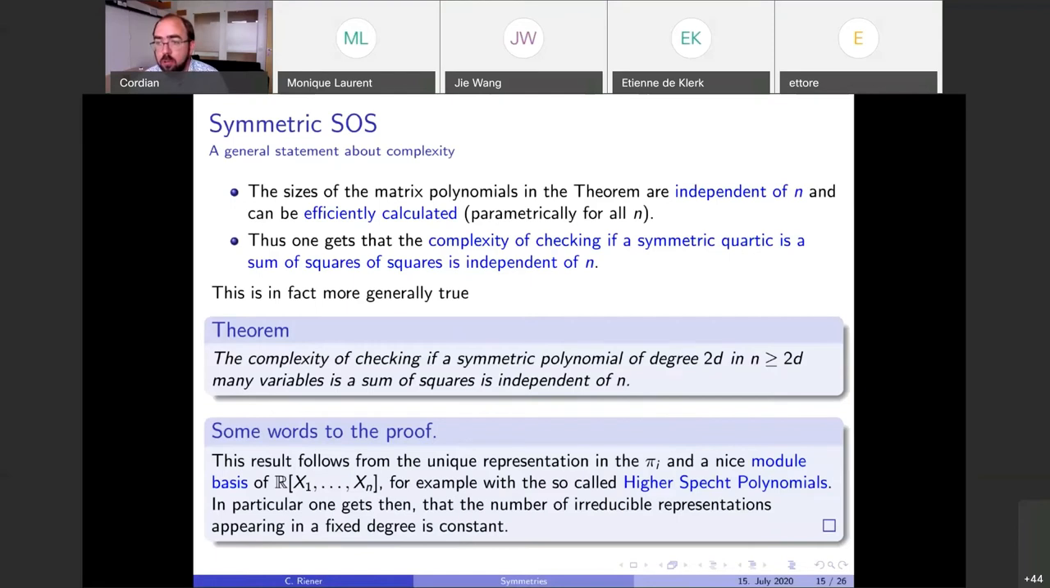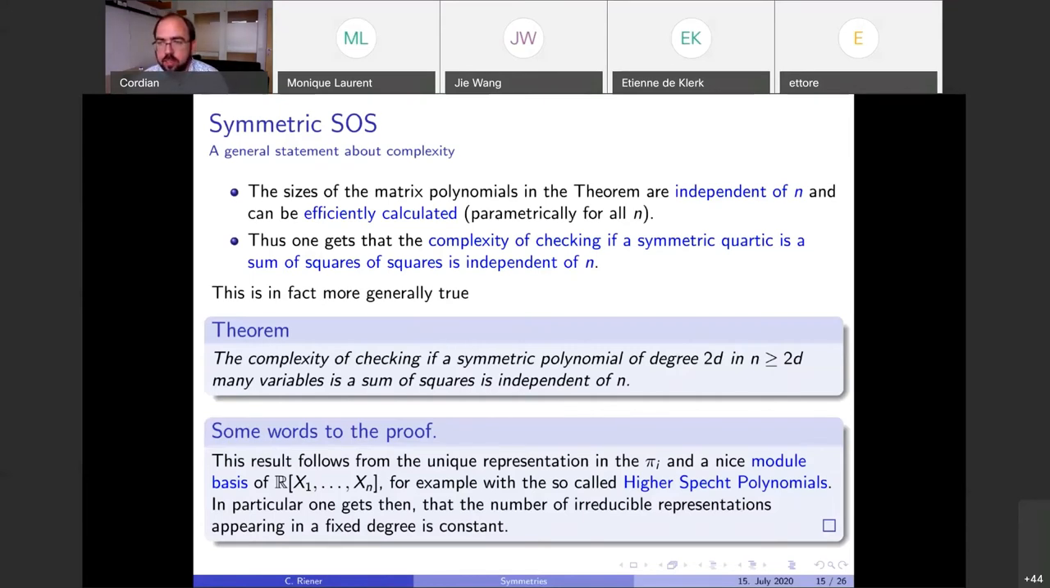Yes, some coefficients might depend on n. That's true. Maybe I should have been a little more precise: the complexity in the sense of algebraic identity checking. But if you want to solve this with a numerical solver, then indeed this n might turn out very big or very small.